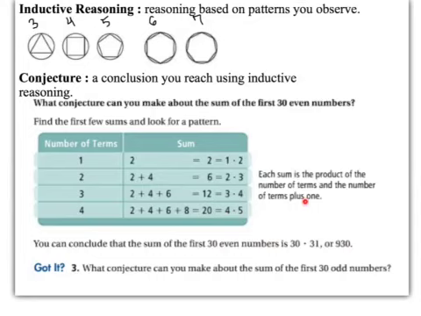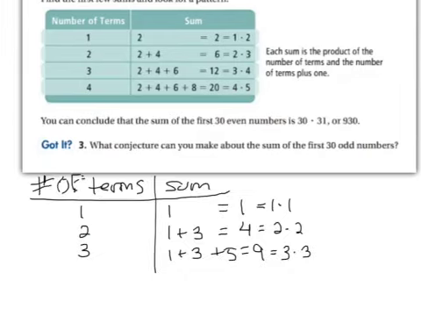So if this makes sense, try number 3. What conjecture can you make about the sum of the first 30 odd numbers? Write down the question, try to make a table in your book, and figure out the pattern being made there. Pause the video and unpause it when you've completed.